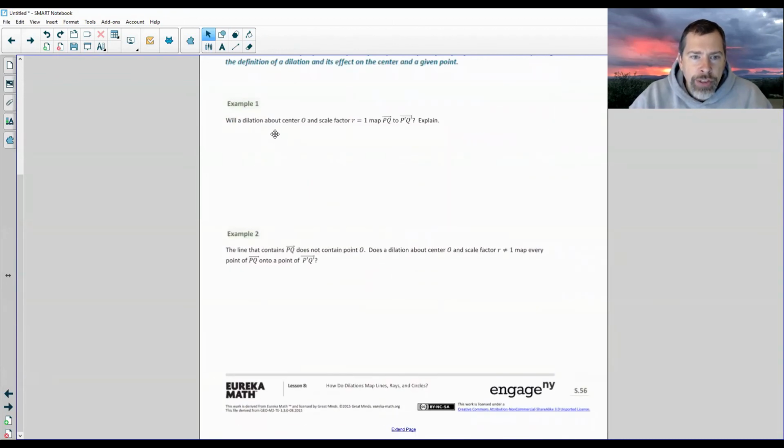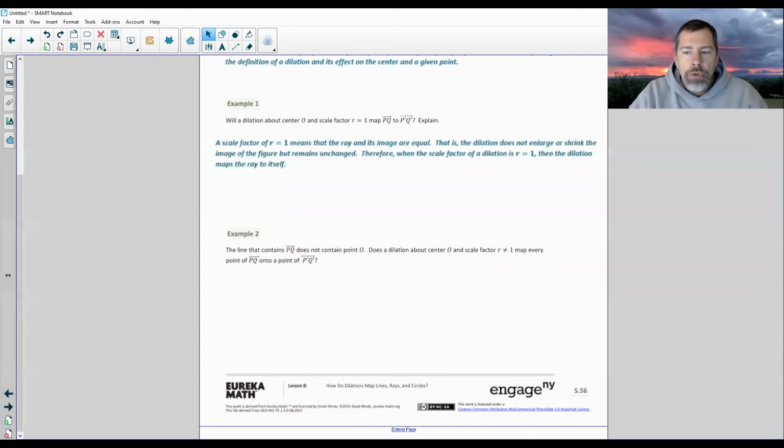All right, so example 1. Will a dilation about center O and a scale factor r equals 1 map PQ to P prime, Q prime, and explain? Okay, so when we have a scale factor of 1, you're creating a copy, if you will, but it's sitting right in the same location as the pre-image. So the pre-image and the image are identical and they're in the same location on the plane. So here's the answer written out here.